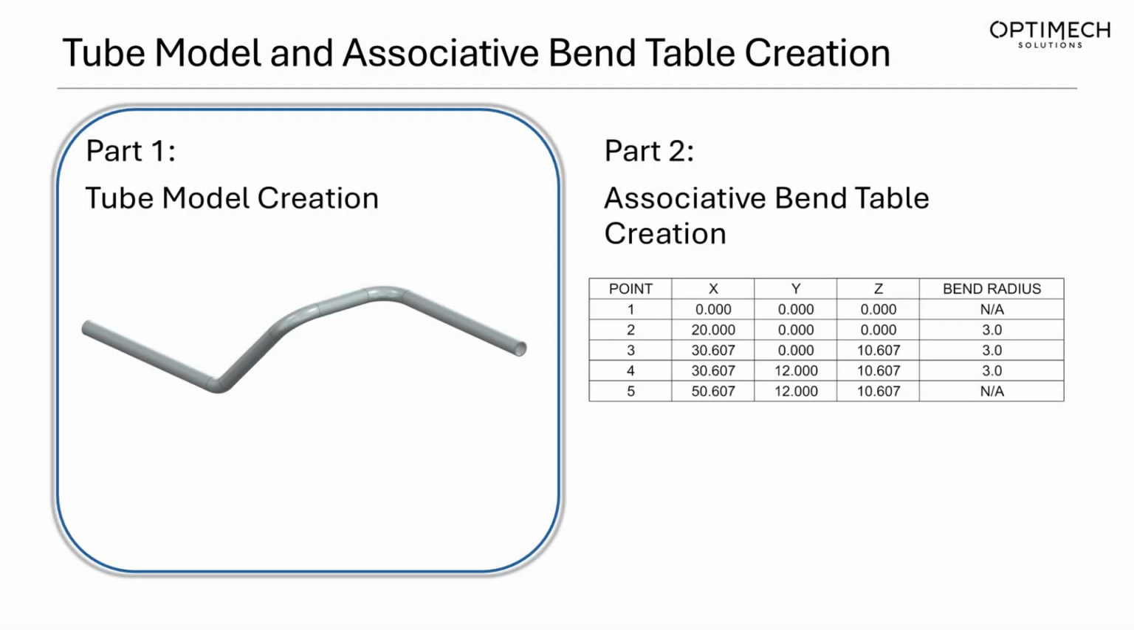In this two-part NX series, we'll look at how to create a tube model and then how to create an associative bend table on a drawing. In part 1, we'll focus on the tube model creation. NX has an add-on mechanical routing application that may be worth considering if you're doing a lot of tubes, but in this video we'll be using the standard modeling application. There are several different approaches we can use depending on our needs, but what we'll focus on here is a coordinate system based method.